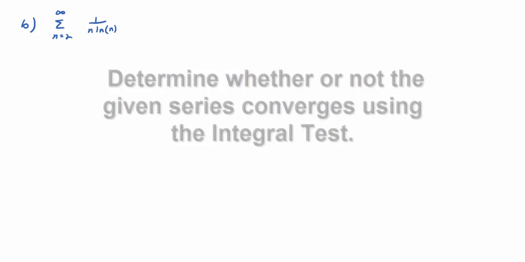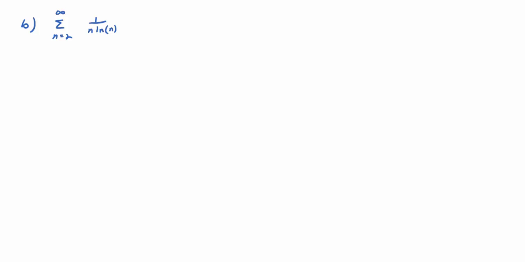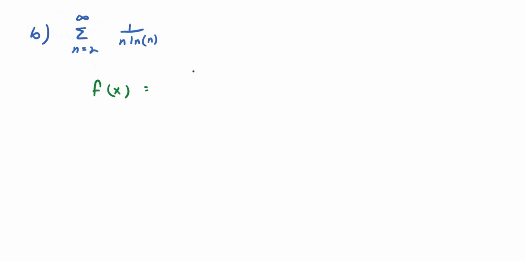Now, the integral test is flexible. If you start at n equals 2, it still works. Okay, what is f of x? 1 over x natural log x. Okay. So, number one, is this thing going to be positive?